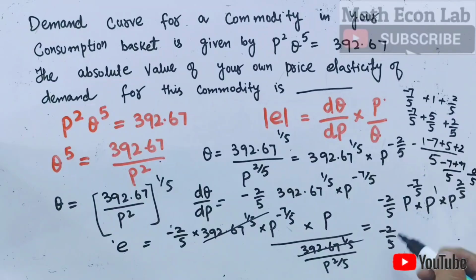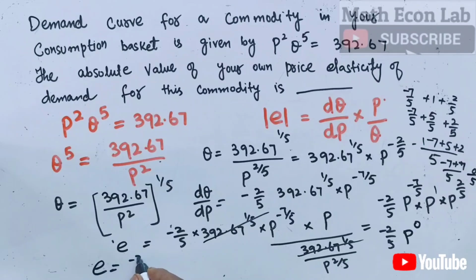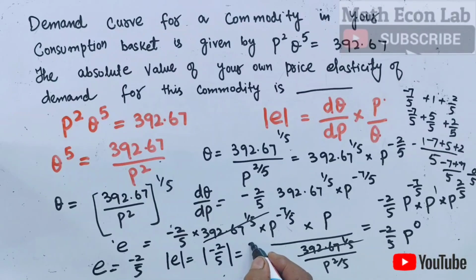So this stuff will be equal to p raised power 0, and anything raised power 0 is 1. So we get elasticity of demand equal to minus 2 upon 5. But we are supposed to find the absolute value of the elasticity of demand, which is 2 upon 5.